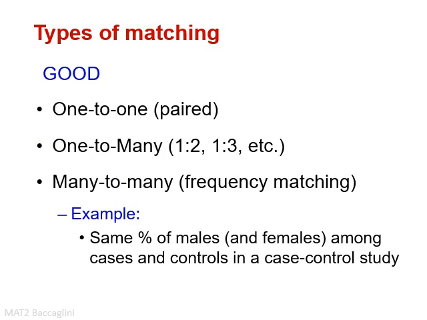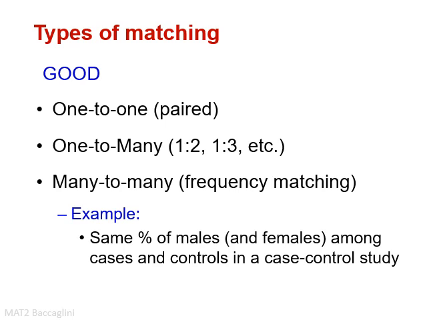And there are good and bad ways of matching. There are different types of matching, for example, one-to-one, also pair matching. For example, you're looking at two twins and comparing the exposure and outcome among those. You could have a one-to-many. For example, if it's difficult to recruit cases, you might have one case and two controls. And then many-to-many, which is also known as frequency matching.